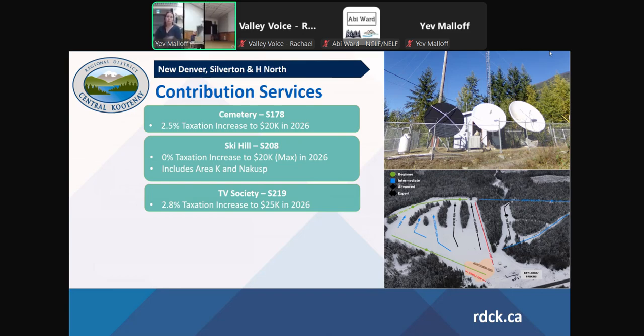So it's staying at $20,000. We are looking at increasing that amount, but it's a bit of a process to do that. And this ski hill also includes areas K and the cusp. And then finally, we have the TV Society with the inflationary increase, just up to $25,000 in 2026.